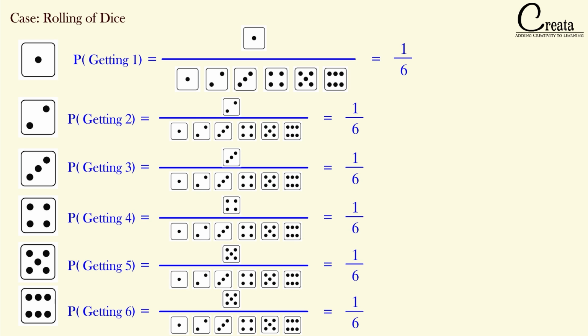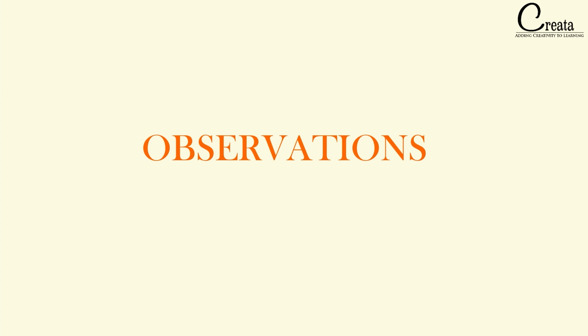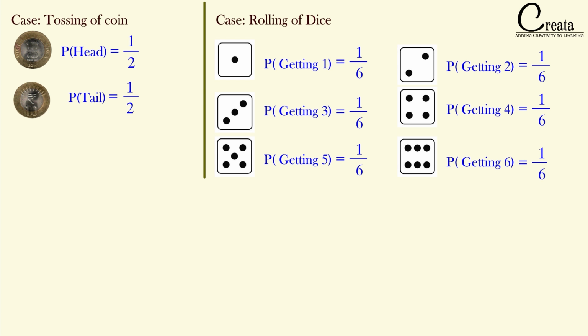Let's move forward and observe the various observations that we can get out of the formula and the two cases that we have done. Let's take both the cases side by side. Here, if we add the probability of getting the head and the probability of getting the tail, we will get the number 1. That is 1 by 2 plus 1 by 2 is equal to 1.